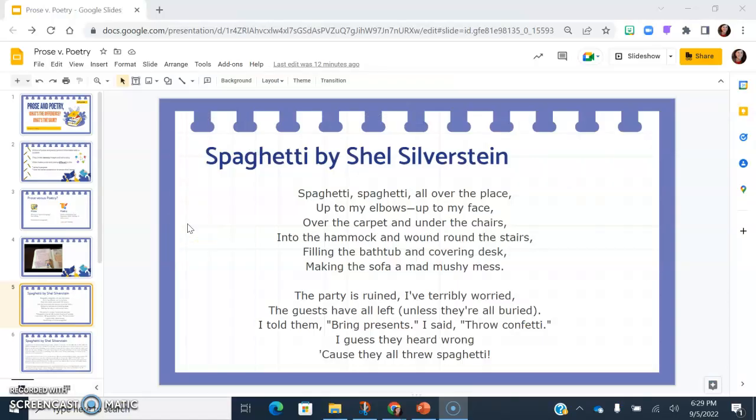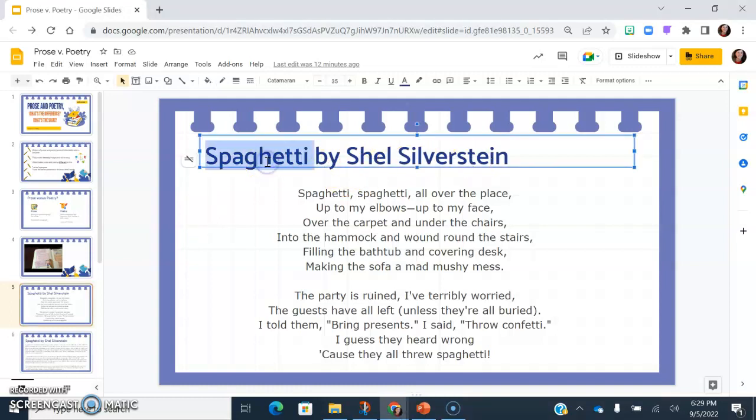Now let's look at a poem written by Shel Silverstein. The title is Spaghetti.